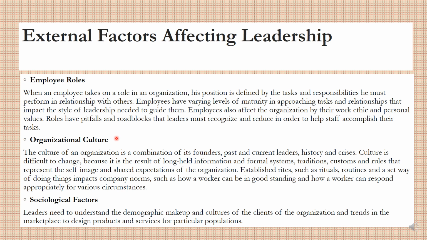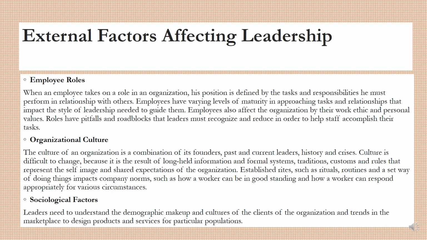So, according to the culture of the organization, the leadership has to be adopted, and established rites, rituals, routines, and a set way of doing things impact everything, like company norms as well as the leadership. How a worker can be in good standing and how a worker can respond appropriately to various circumstances has to be observed by a leader, and then accordingly they have to help them achieve the goals. So, culture may have a very important role in leadership.